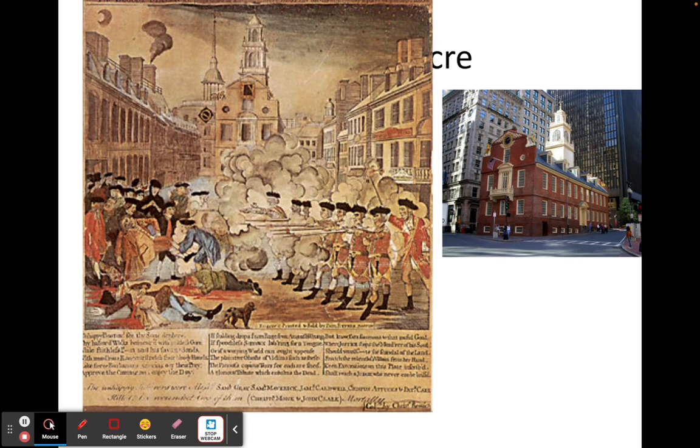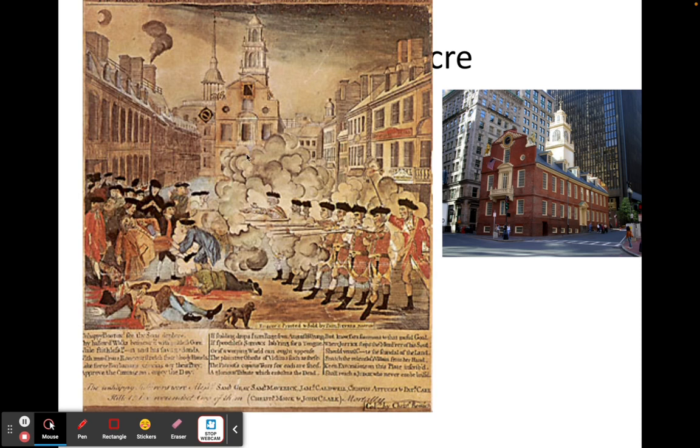He's a famous Boston silversmith, also just kind of a jack of all trades. This gets widely circulated around the colonies. So people look at this image and say, oh my God, this is terrible. Look at these soldiers. Look at this officer just firing, telling his soldiers to fire into the crowd.